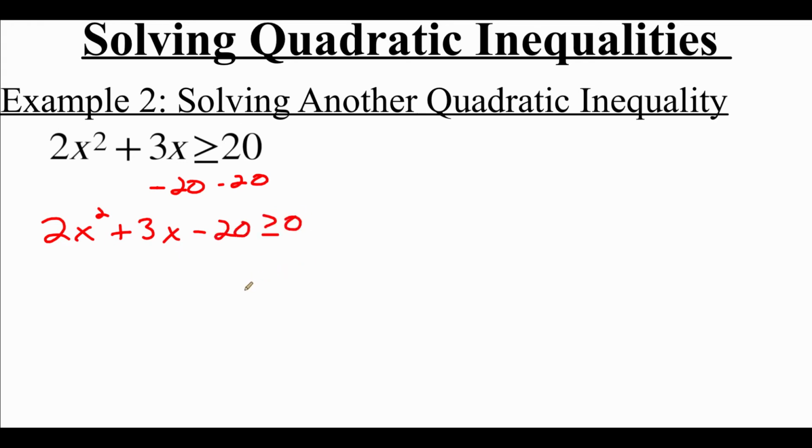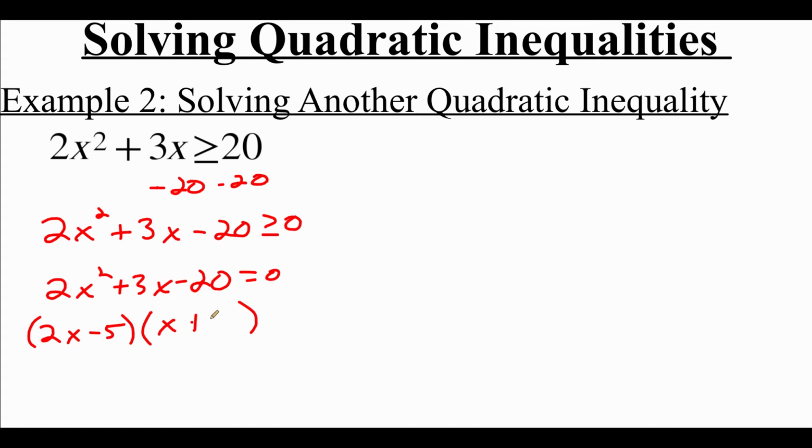Now, just like before, we're going to find our critical numbers by setting this equal to 0. So 2x squared plus 3x minus 20 equals 0. This one is factorable again. This is going to factor into 2x minus 5 and x plus 4. Then we're going to find our critical numbers by setting each one of those factors equal to 0. So 2x minus 5 equals 0, and x plus 4 equals 0.